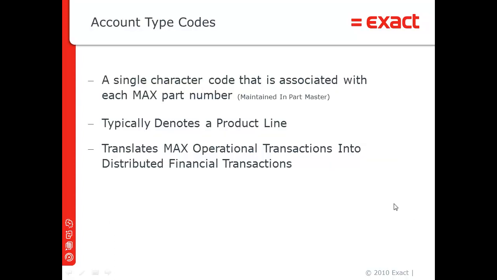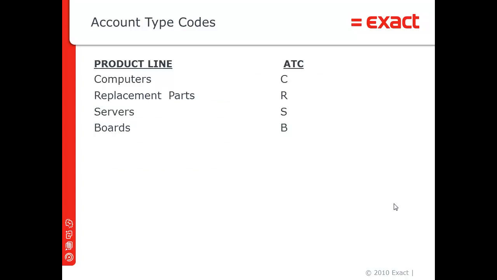Now, the next thing that needs to be understood is the use of account type codes. This is a single character code that is associated with a part. That's maintained in Part Master in the Bills of Materials under the Accounting tab. It typically denotes a product line, and what it does is translate MAX operational transactions into distributed financial transactions. Some examples of account type codes would be C for computers, R for replacement parts, S for servers, and B for boards.